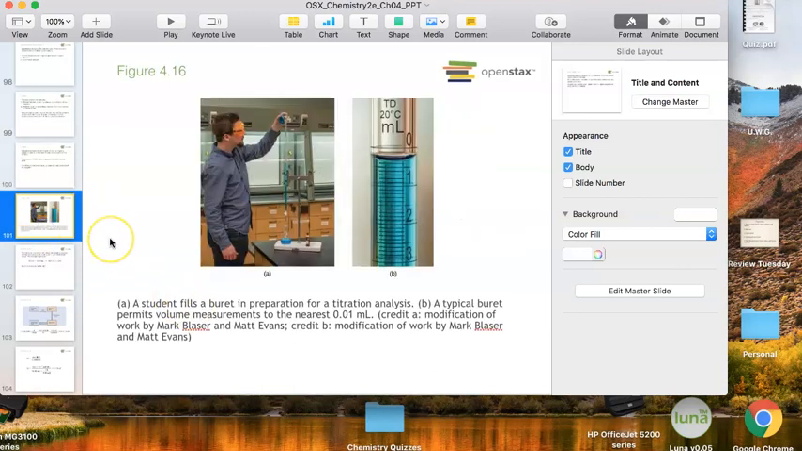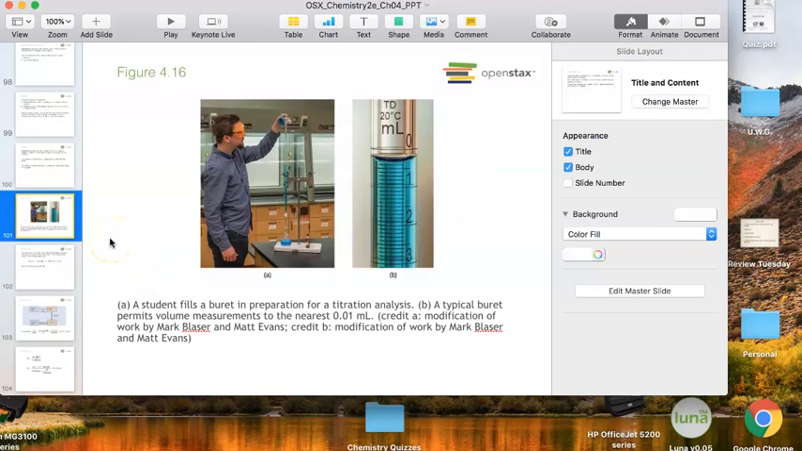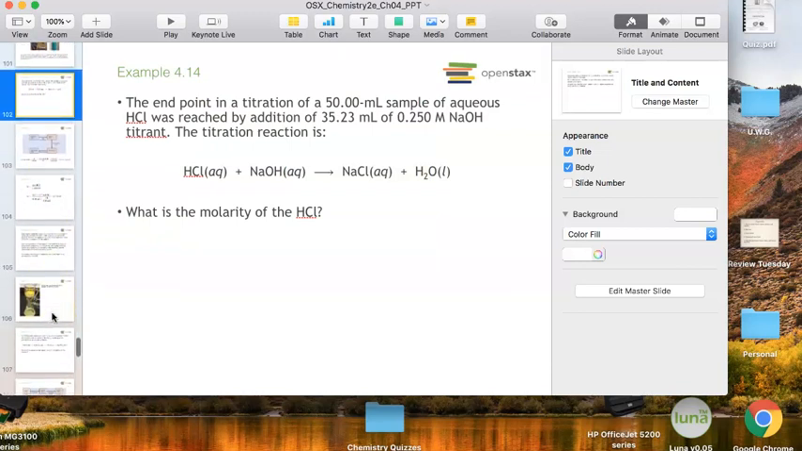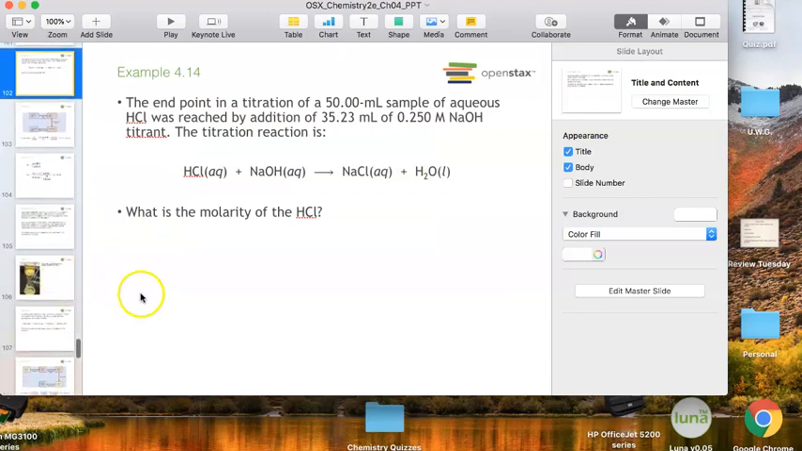Here we see a picture of a burette that's being filled with a blue colored solution. And so here they're telling you, with burettes you can read the measurement to the nearest 0.01 milliliters. Okay, and so you guys did that last week. And so now we need to do a calculation here, similar to what you did last week.